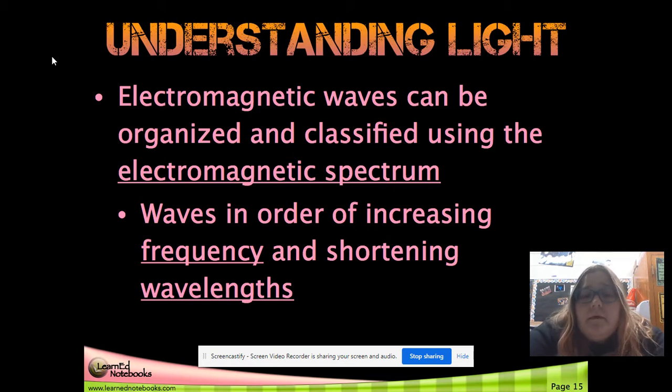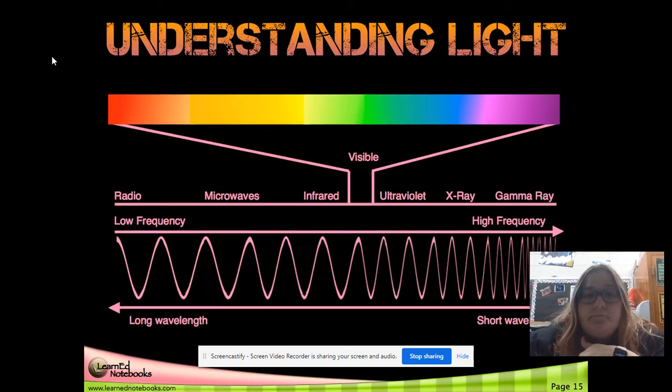Waves are classified in order of increasing frequency, meaning how many waves come per second, and then shortening wavelength. Because if there's more waves, the wavelengths between them are going to be shorter instead of longer. Easy way to know the classification.